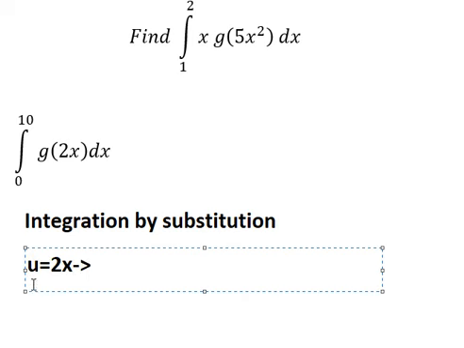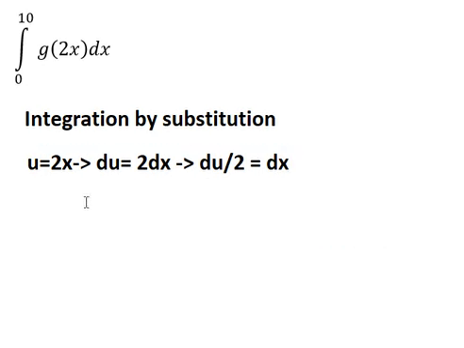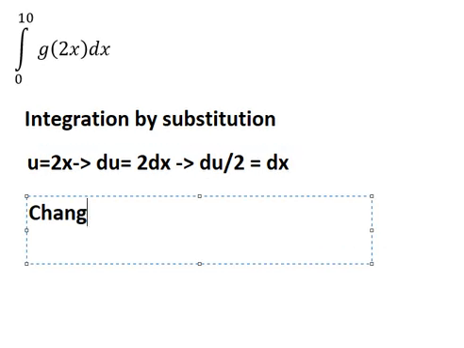Next, we need to take the derivative of both sides, and we have this. Because we don't have the number 2 next to the x, we need to divide both sides by 2. So the next step, we need to change the bounds.